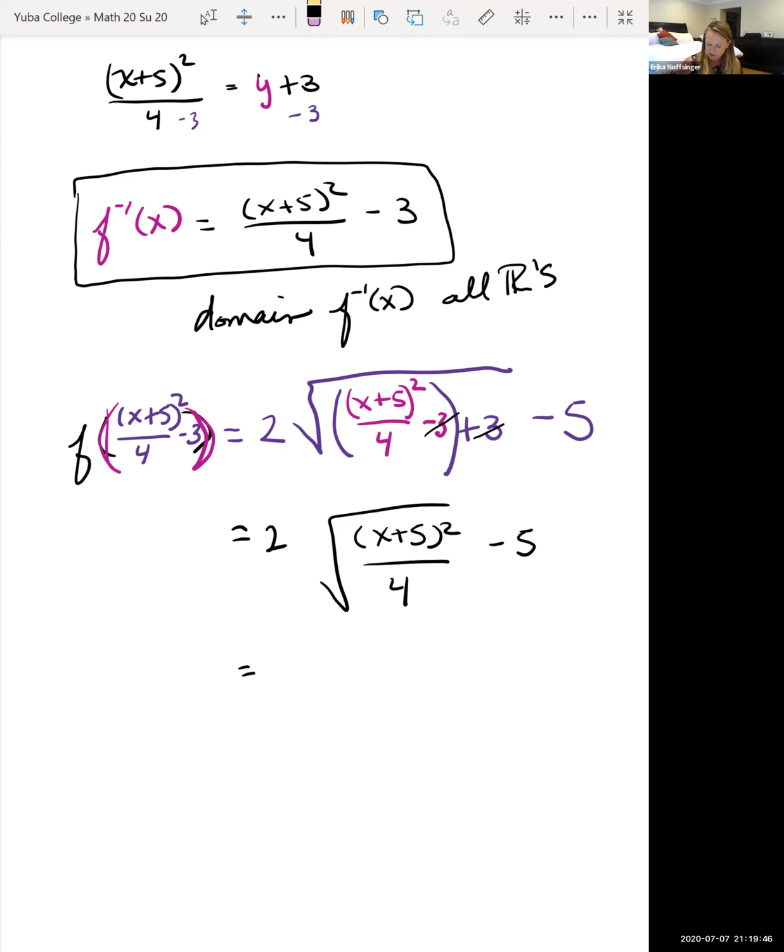So this is 2. Well, the square root of a fraction is the square root of the numerator. So square root of x plus 5 quantity squared is just x plus 5, all over the square root of the denominator. Square root of 4 is just 2. And then we have a minus 5 out here. 2's cancel. So we're left with x plus 5, and then this minus 5, which is equal to x. So we showed that it is.